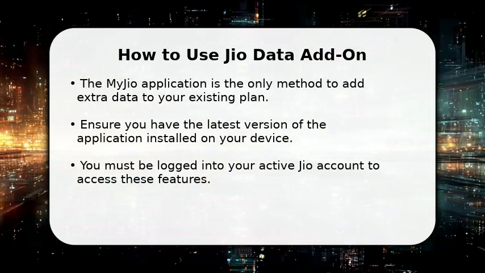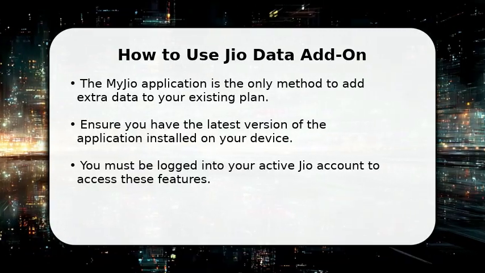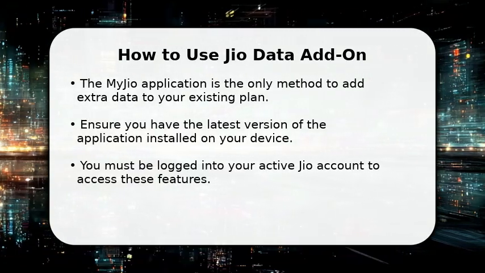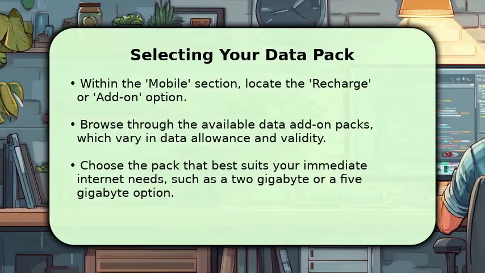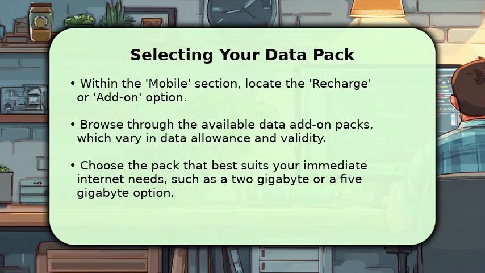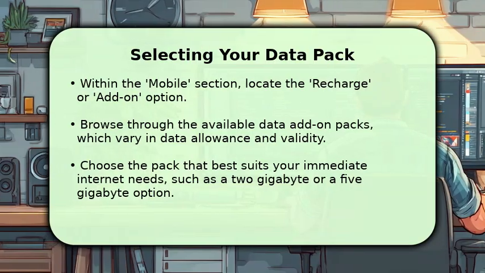This primary area is specifically designed for you to manage all aspects of your mobile account, including purchasing additional data plans whenever you need them. Once in the mobile section, find and tap on the Recharge option, then select Data Add-on from the subsequent menu.